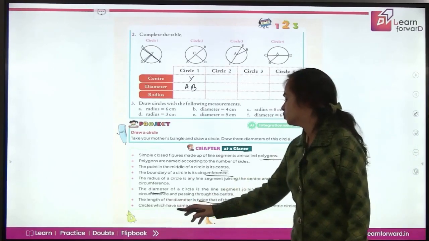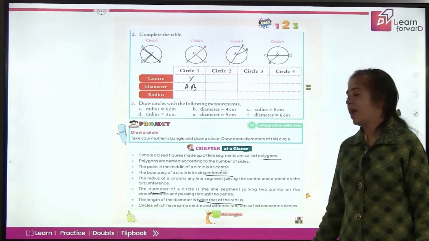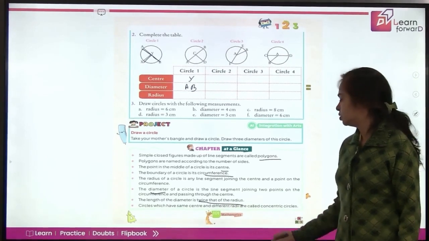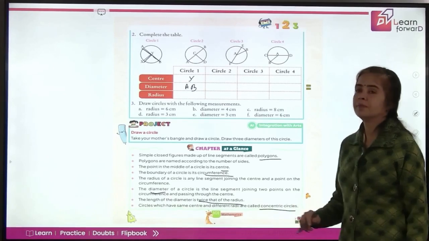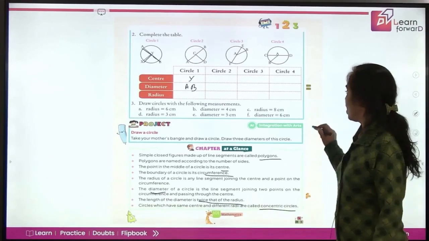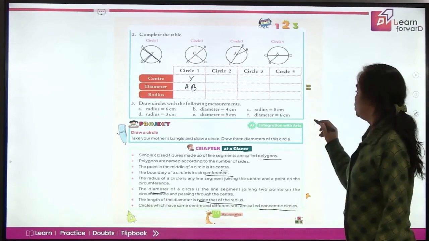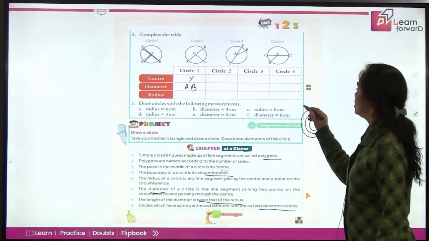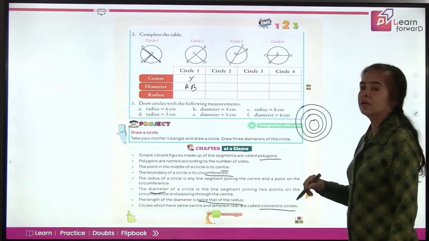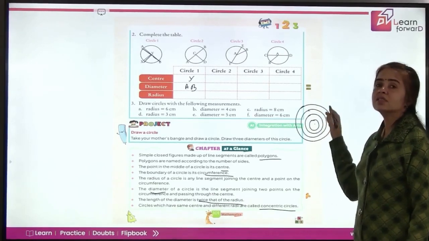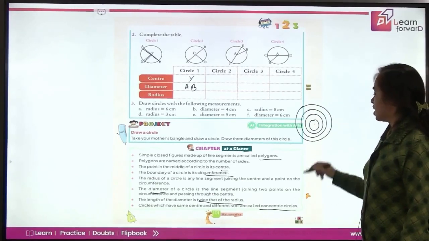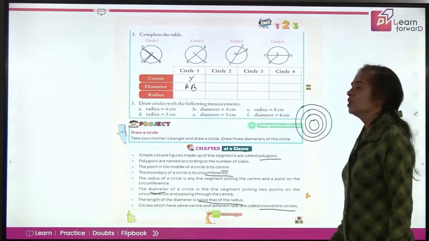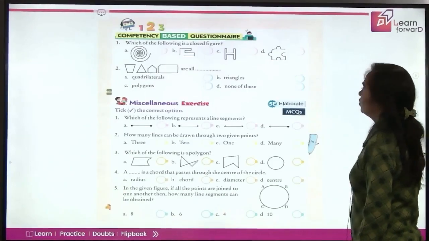And circles which have the same center and different radii are called concentric circles, children. Remember this: if you have the same center and you draw circles of different radii, the center will be fixed, but you will have circles around that like this. These are called concentric circles. That means their centers coincide. They have the same center.